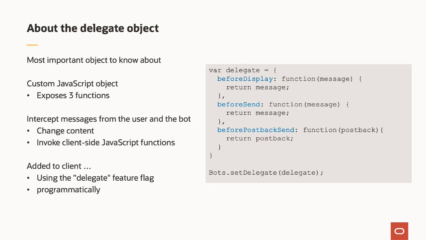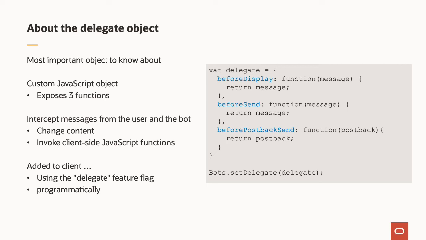The other option is before send. This is when a user types something in. If you want to turn that all uppercase, you can intercept the message, turn it all uppercase, return the message, and then it will be sent to the bot in all uppercase. Anything that you can do in JavaScript and apply to a message object, which is basically a JSON object with a message string as part of it, would work. Similarly, if you have buttons that render, like postback buttons in a list of values, and someone presses the button and you want to do something with it, you can change the postback before it's sent to the digital assistant.